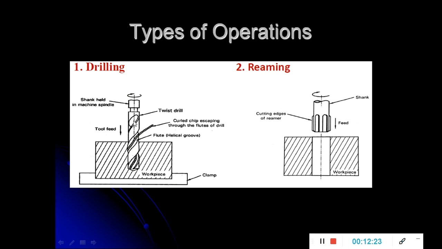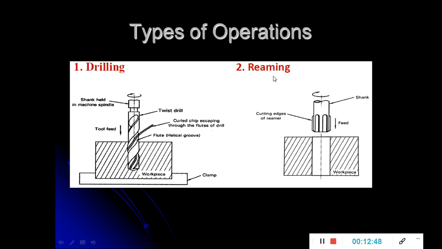As the rotating tool penetrates the work surface, the unwanted material is removed in the form of chips through the flutes provided on the outer periphery of the drill bit. So these are known as flutes. Through these helical flutes, the chips are removed from the work surface to produce the circular hole in the workpiece. This is known as drilling.